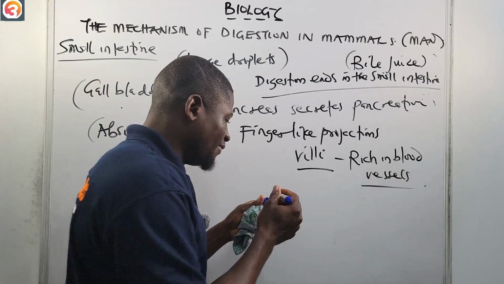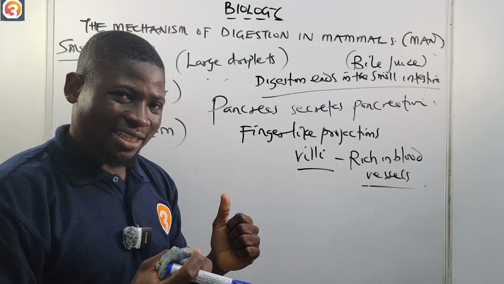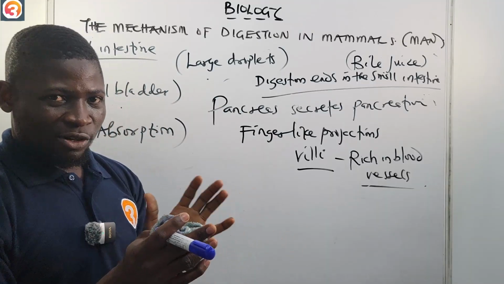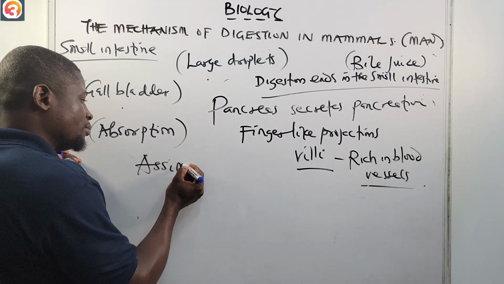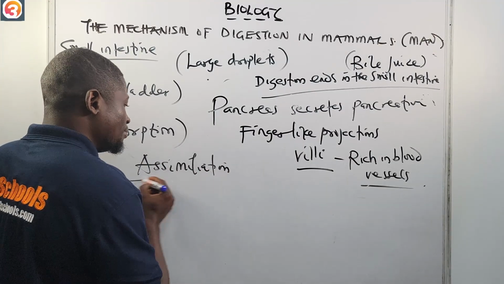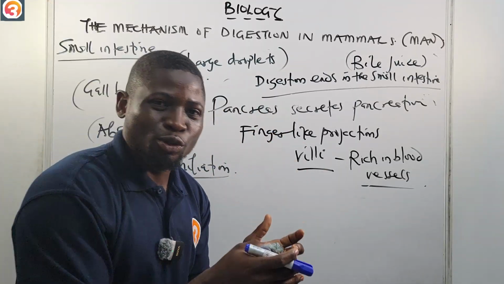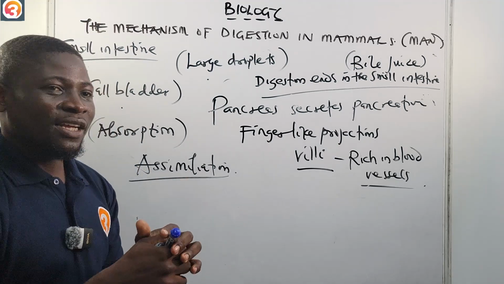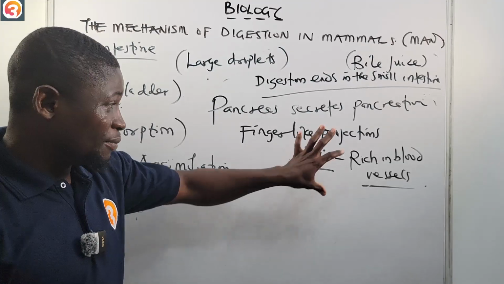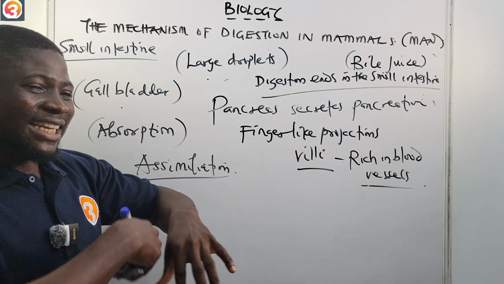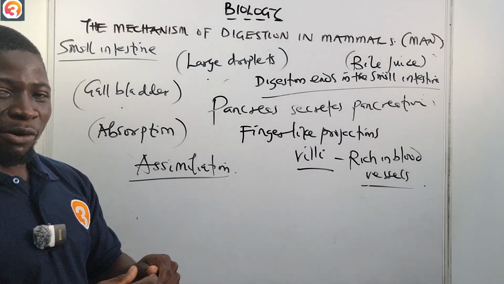So the blood vessels that are present in these villi will absorb the nutrients and then take them to different parts of the body, and that will now lead us from absorption to assimilation. Assimilation is where the nutrients are now utilized by different parts of the body, like the muscles, the brain, and the likes. So it's the villi that are rich in blood vessels that absorb the nutrients and take them to different parts of the body, like the muscles and the brain, where they are now absorbed and used.